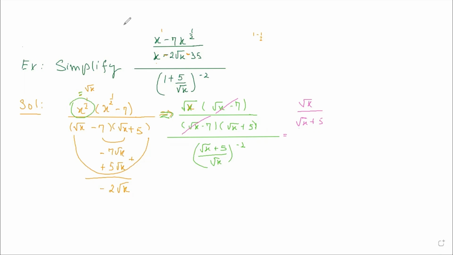So now we have this one. Draw one division line. So this one, you see they have this a negative 2, right? Power negative 2. I swap denominator and numerator, top and the bottom, swap the location. So become square root x over square root x plus 5.